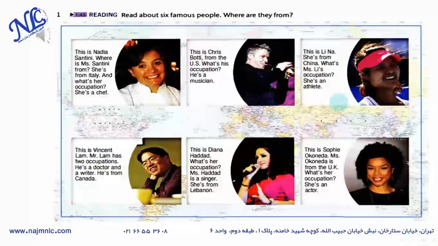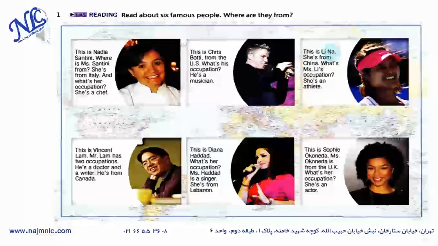This is Li Na. She's from China. What's Ms. Li's occupation? She's an athlete. Good. What's her occupation? Thank you. She's an athlete. And where's she from? She's from China. Thank you. Again, here we capitalize the first letters because Li Na is a proper noun.